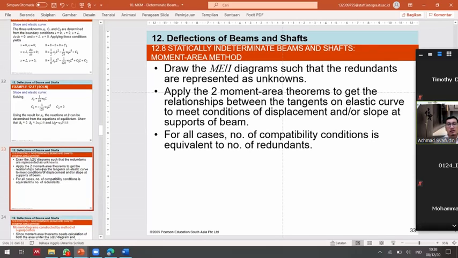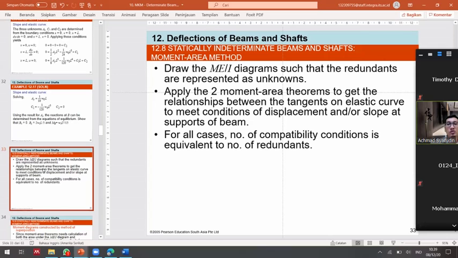Okay, so I will make a rewind for indeterminate. For determinate problems, I have delivered two methods. The first one is double integration, and the second way is the moment area method. Based on these two methods, you can also solve indeterminate problems.